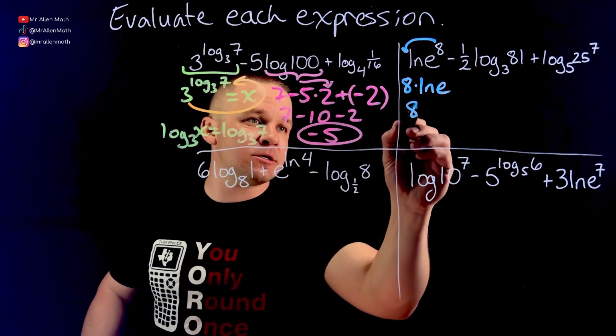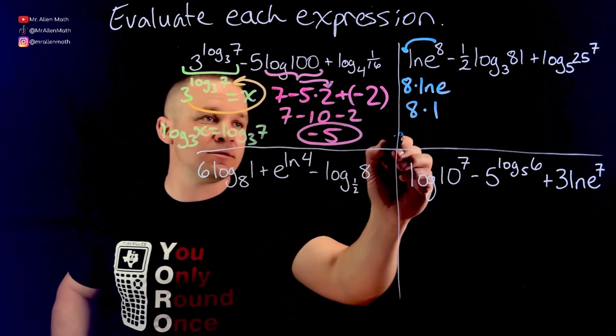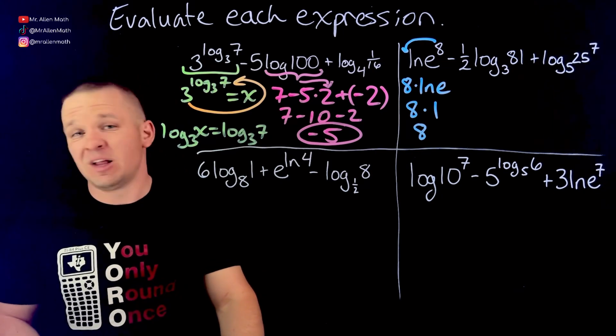So this is really 8 times 1, which is just 8. Boom. We just 8. Left no crumbs.